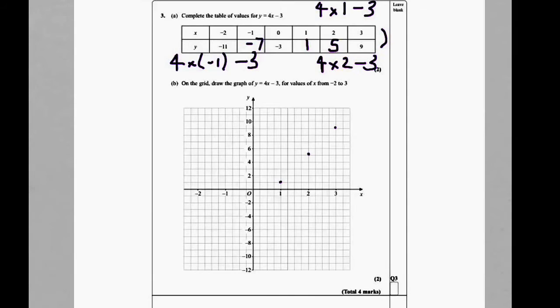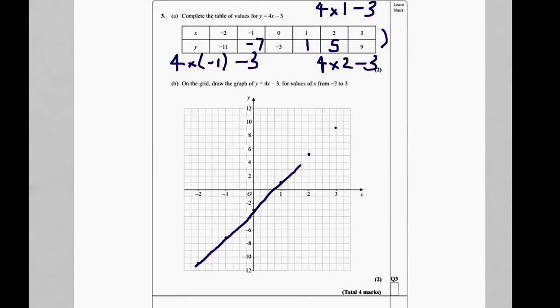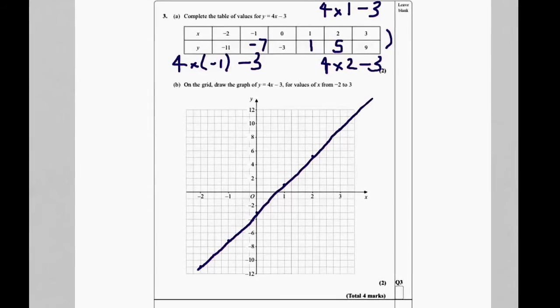0, -3 there. -1, -7 there. And -2, -11 there. They all look good. They're all in a nice straight line. And then I should have a ruler at this point and should draw that in. Done.